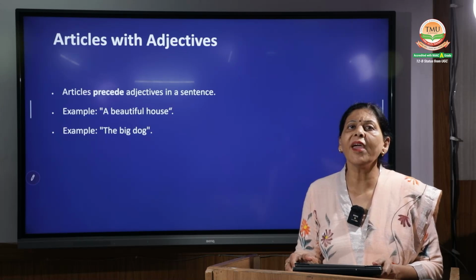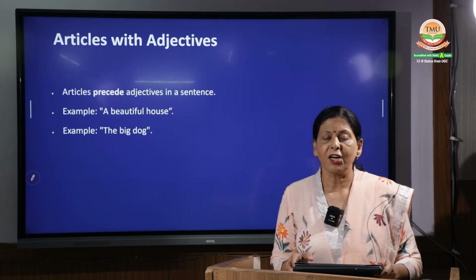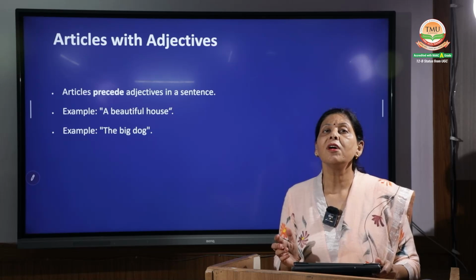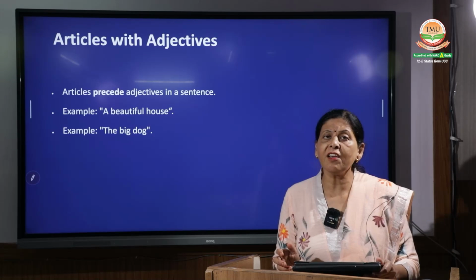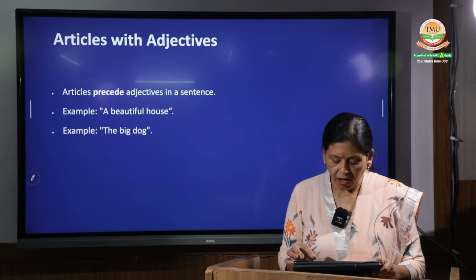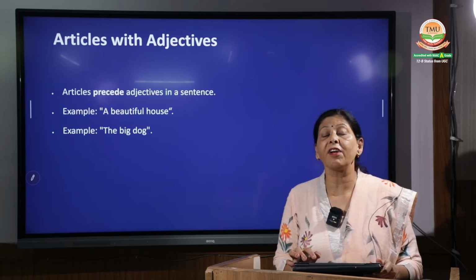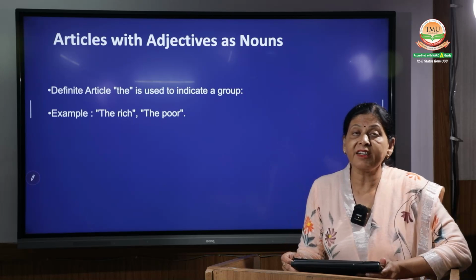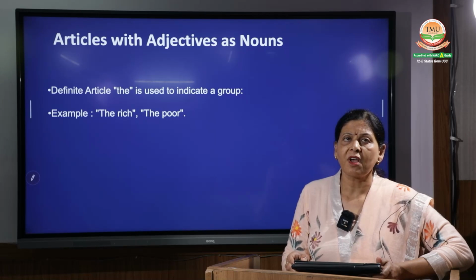Then example, the big dog. So what are we saying? The big dog. So the dog is big. So in front of adjectives, both types of articles, definite or indefinite, are placed.